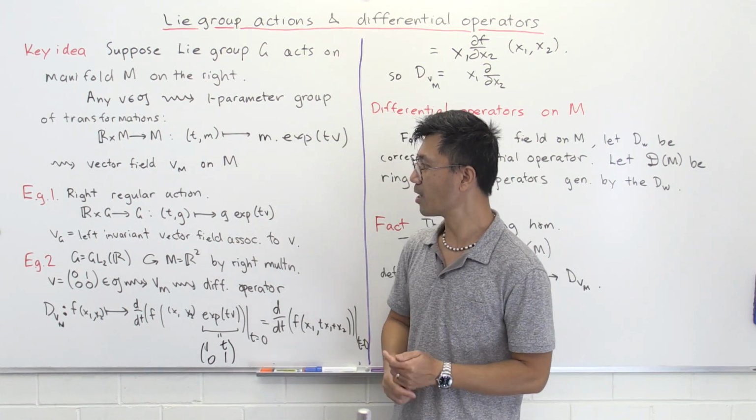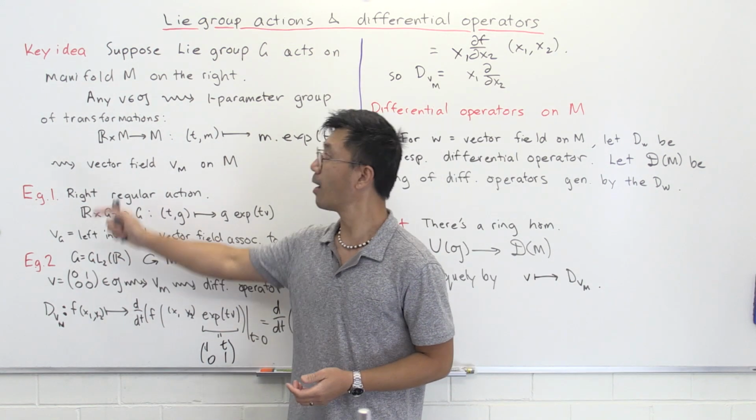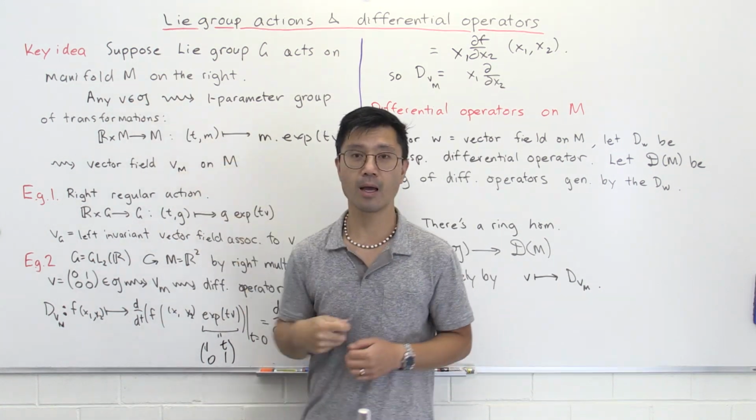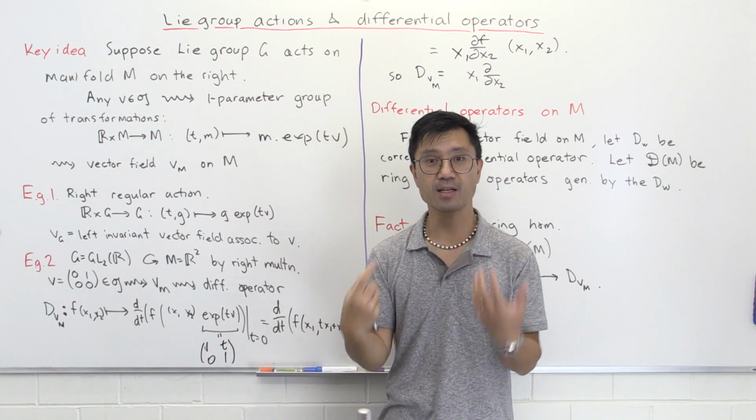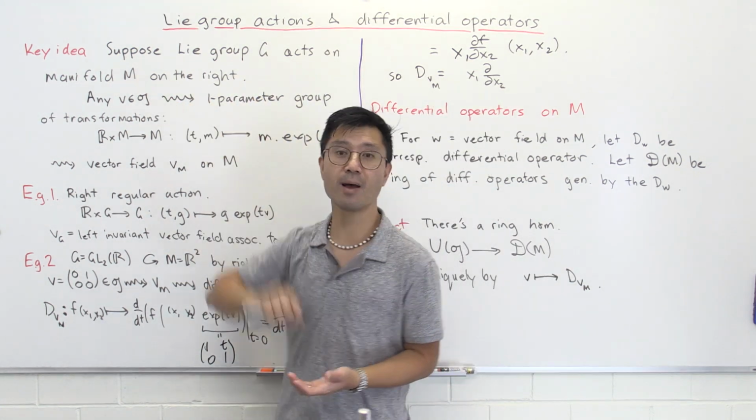So here we see that we just put in an element of the Lie algebra, and then it's going to give us a differential operator on this manifold.